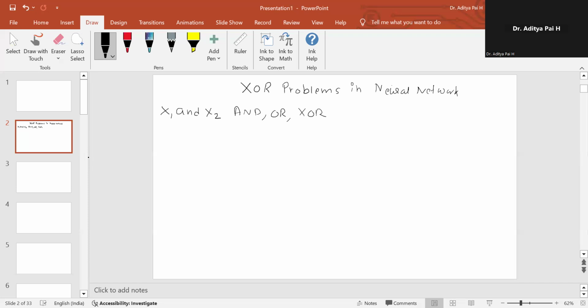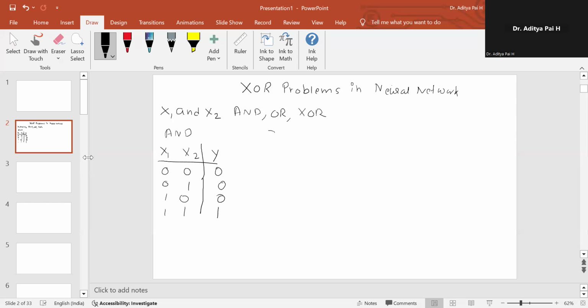So the truth table, if you can recall, has x1 and x2. For AND, y is 0 for 0 and 0, 0 for 0 and 1, 0 for 1 and 0, and 1 for 1 and 1.